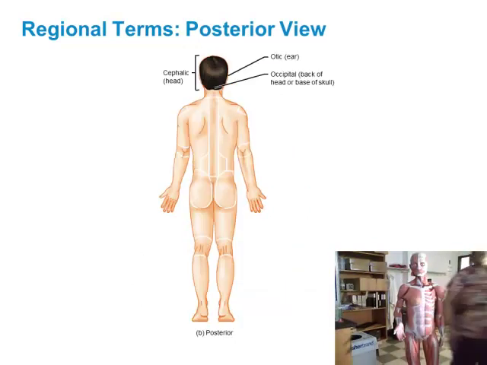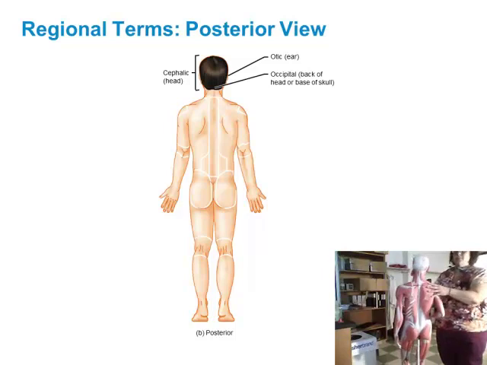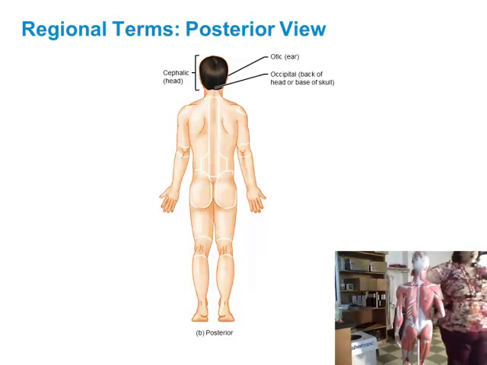If we move to the posterior view, I'm going to turn my little display around. The entirety of the head is the cephalic region. The area of the ear is the otic region, and you may have heard that if you've ever gotten an ear infection and you need to get otic antibiotics or otic drops. They're for the ear. This region, that's specifically the rounded back part where your skull meets your neck, that's the occipital region.